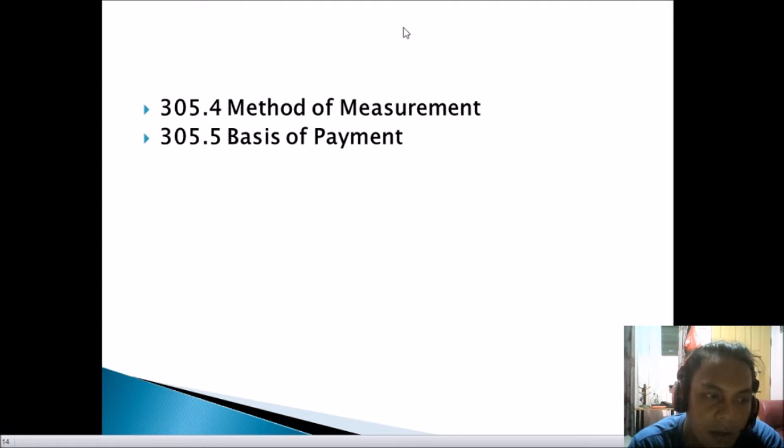305, the aggregates, so the unit is ton. 305, the asphalt cement, ton po. The cut-back asphalt, it should be per ton po. Emulsified asphalt, it should be per ton po.